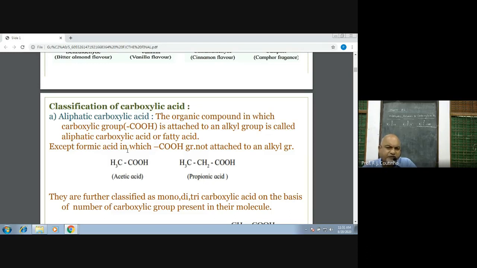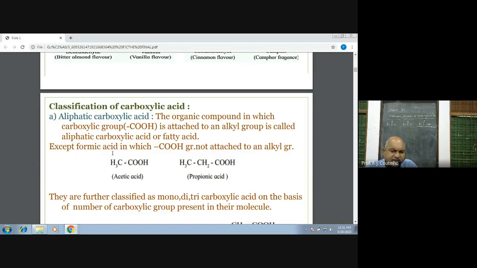So except for formic acid, the COOH group is attached to an alkyl group. When we say R is linked, R can be H, an alkyl group or an aryl group. Here, in case of formic acid, R is H. So the formic acid formula is HCOOH. It is known as formic acid.